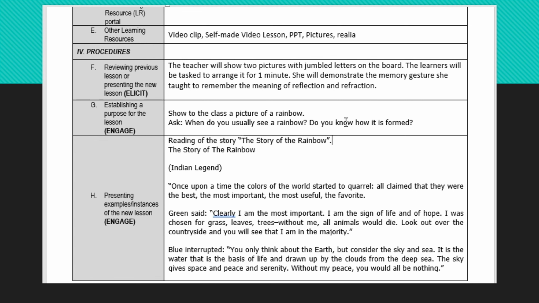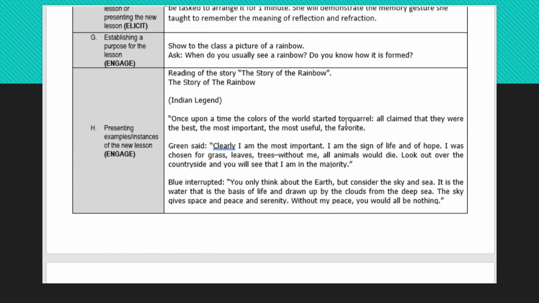Do you know how it is formed? So, in building up our question and engage, this is where we get the attention of the children, which will lead them to our lesson for that specific day. And then, because they are already engaged in what we will learn for that day, we proceed to the presentation of the example.